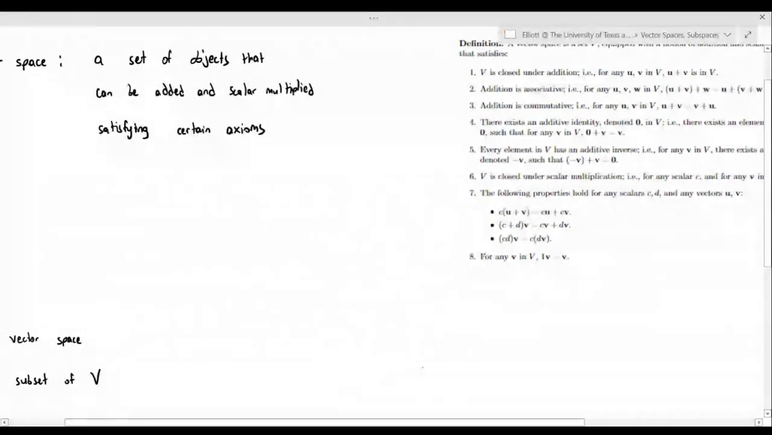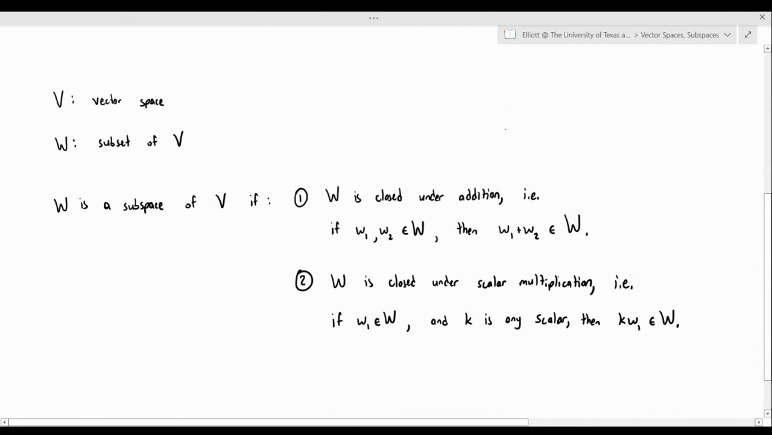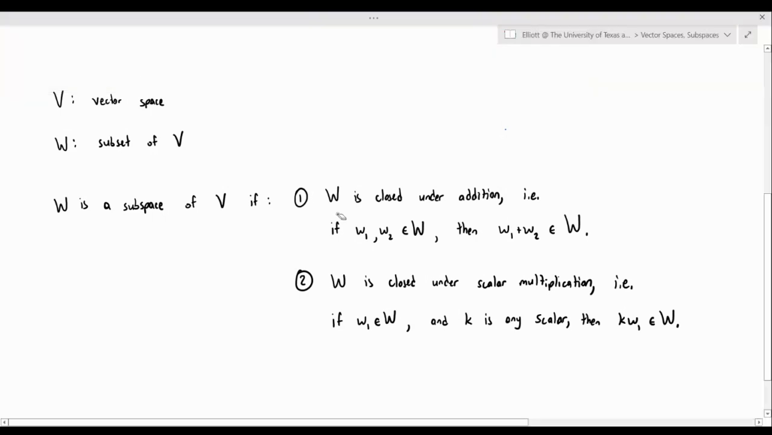In this class, though, what's more important is to know what a subspace is, rather than what a vector space is. So if you're given a vector space V, and let's say you're given W, which is a subset of vector space V, then W is going to be a subspace of V if it satisfies these two conditions that I've written out. First is that W has to be closed under addition. What it means for W to be closed under addition is that if you take any two vectors W1 and W2 in W, their sum W1 plus W2 must also be in W. So that's what it means to be closed under addition.